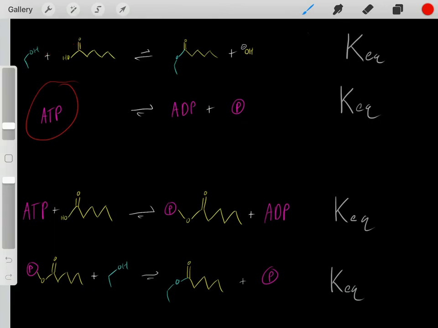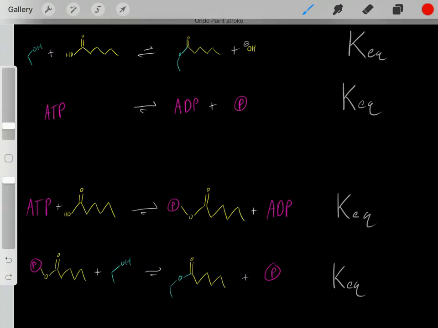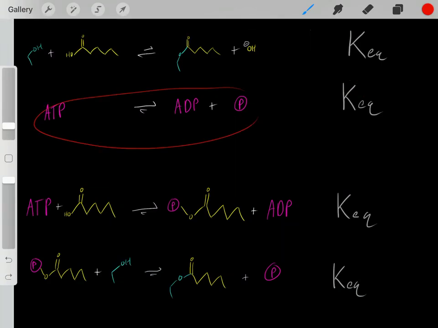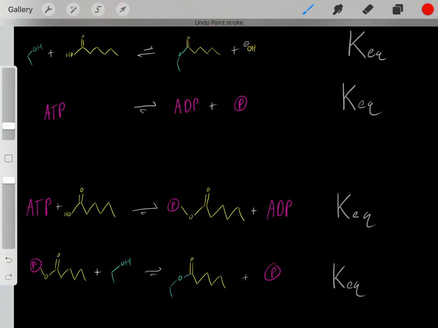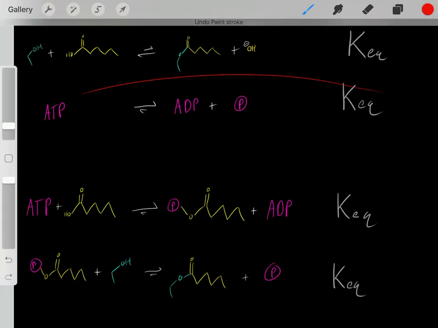However, we know ATP hydrolyzing is very thermodynamically favorable, and it would have a very large equilibrium constant. This reaction is very, very favorable. So essentially what we can do is we can use the favorability in this equilibrium of this reaction, hydrolyzing this ATP, we can use this favorability to push this reaction forward. So even though this reaction has a low equilibrium constant and isn't very favorable, we can couple it with this ATP reaction, which is very favorable, to push this reaction forward.